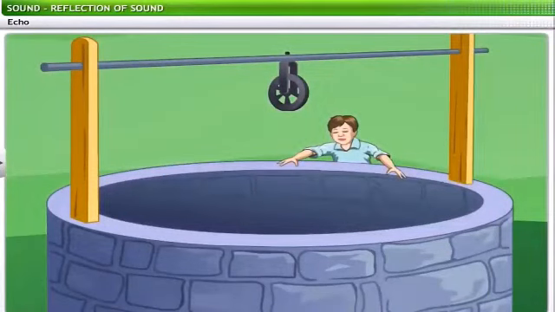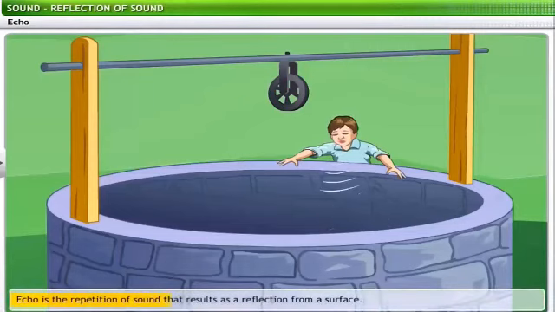Let's now observe this boy shouting into a well. This is an experiment. Did you hear that? That was the boy's voice reflected back from the water in the well. In our daily lives, we call this sort of reflection an echo. Thus, an echo is repetition of sound that results from reflection from a surface.